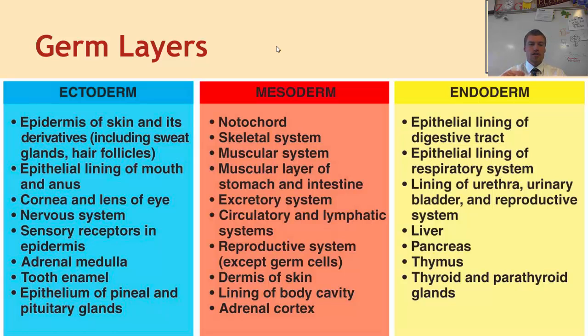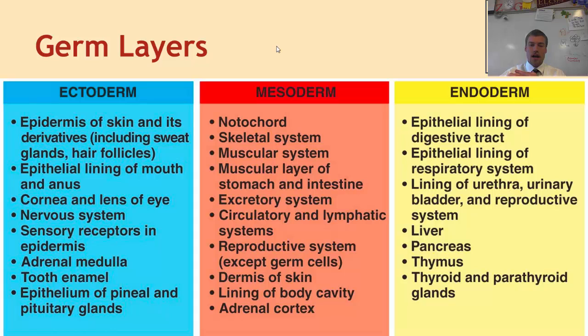Your mesoderm turns into the notochord, your skeletal system, the muscular system, the muscular layer of stomach and intestines, the excretory system, circulatory and lymphatic systems, reproductive system, dermis of the skin, lining of the body cavity, and the adrenal cortex. And then your endoderm turns into everything else.